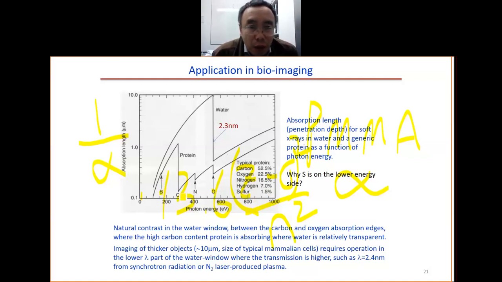This is because for carbon, nitrogen, and oxygen, N equals 1, so K shell. For this sulfur energy here, N I think should be equal to 3. 3 means K, L, M, so this is M shell absorption.